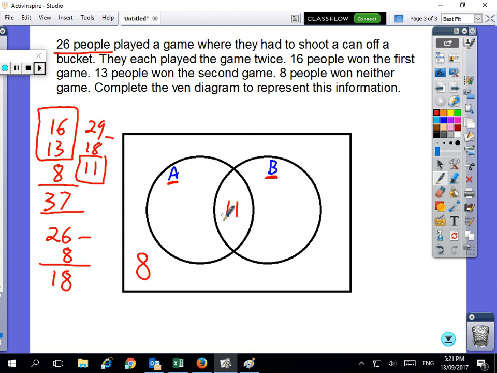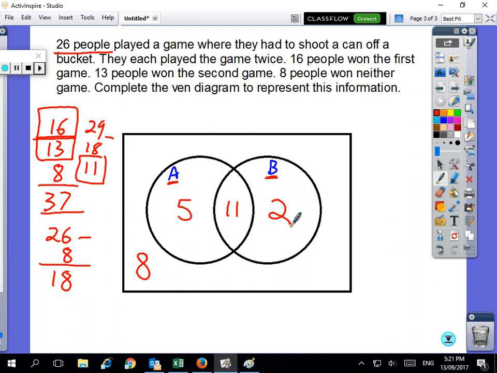Now if there's 11 people in here, and we know that 16 won game A, then 11 plus the leftover must make up game A. So 11 plus 5 must make up game A. So now within the whole of game A, we've got 16 people winning game A. Game B, we've already got 11 people winning both games, but game B is supposed to add up to 13, so I can put another 2 in there.